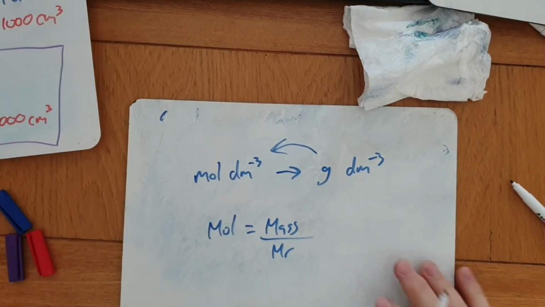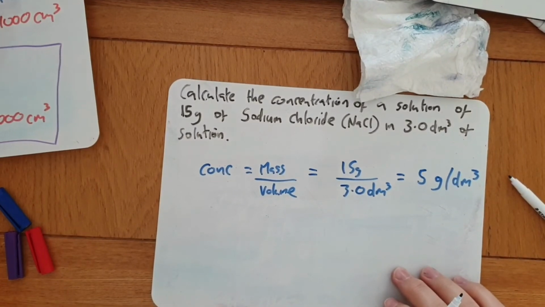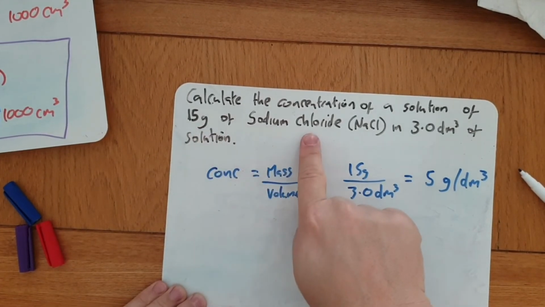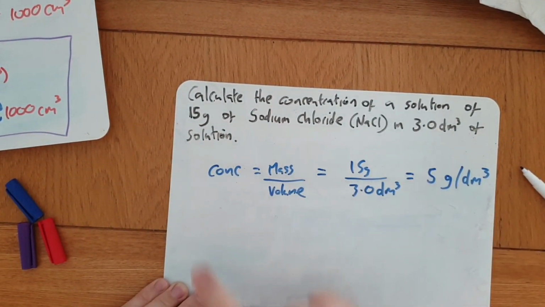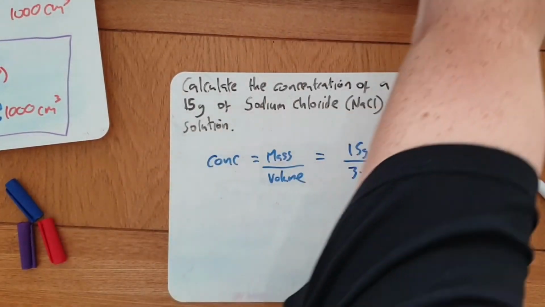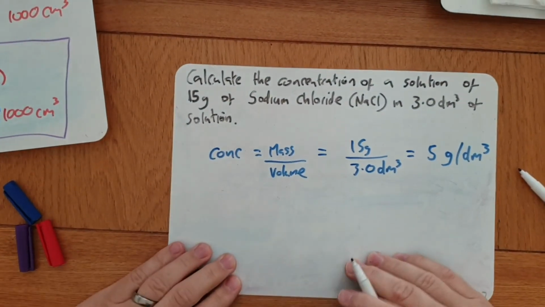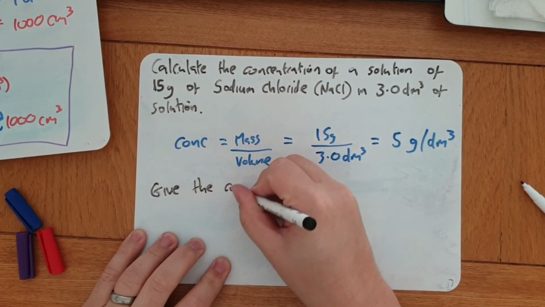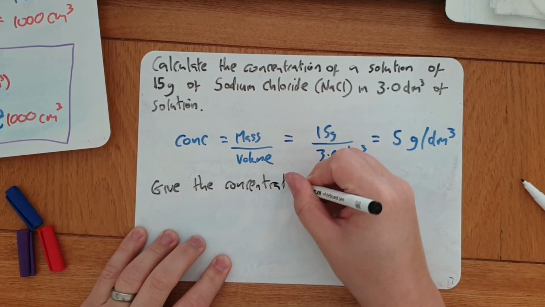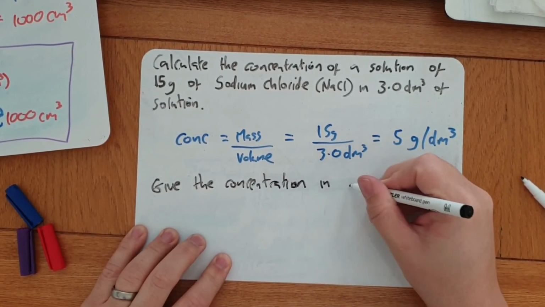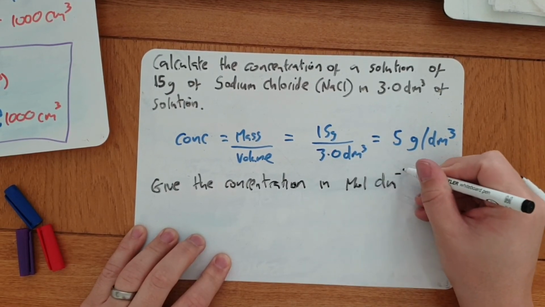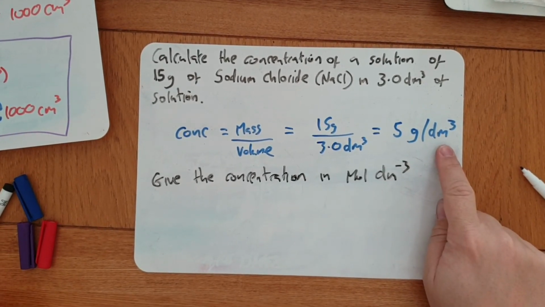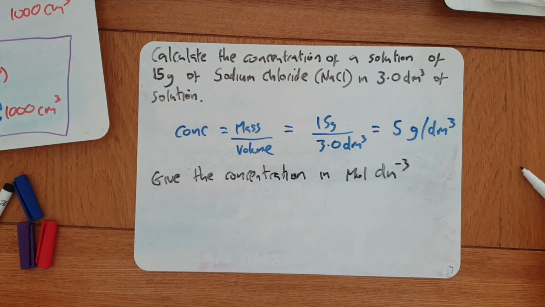So if we go back to the very first question, just to give you a bit of practice at that. We had: calculate the concentration of a solution of 15 grams of sodium chloride in 3 decimeters cubed of solution. And now if they were going to add an extra bit onto that question, they might say give the concentration in moles per decimeter cubed. So we know it's 5 grams per decimeter cubed. We just have to work out how many moles 5 grams is.